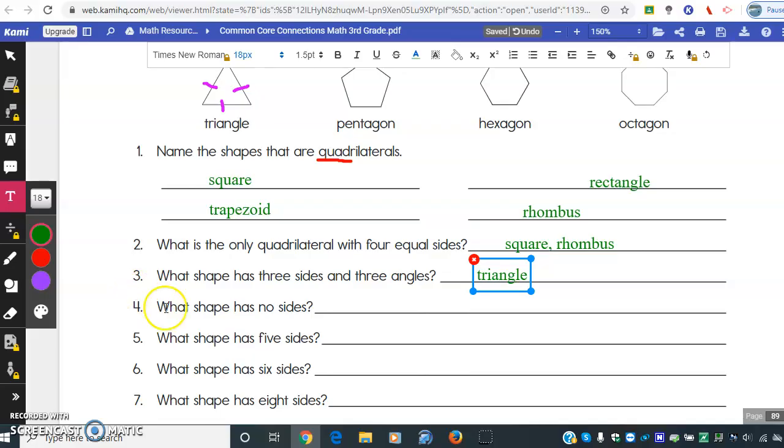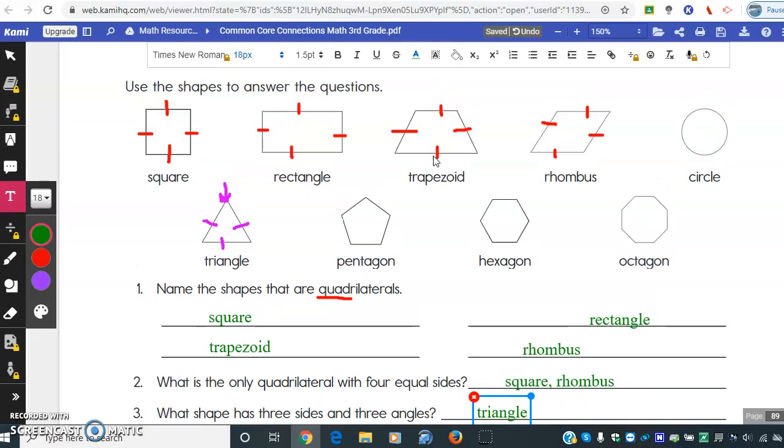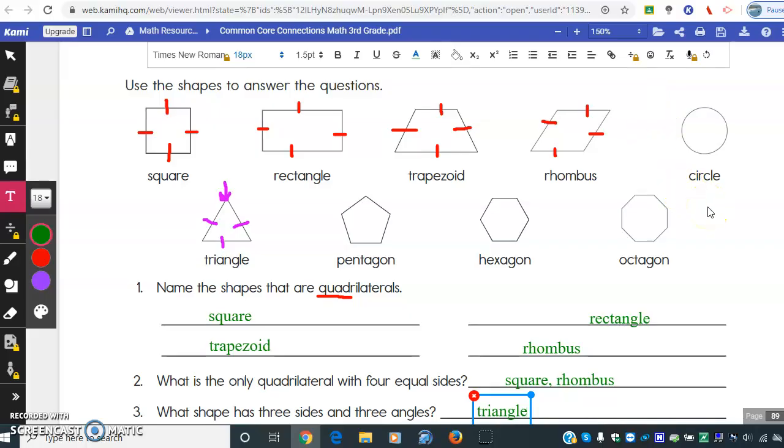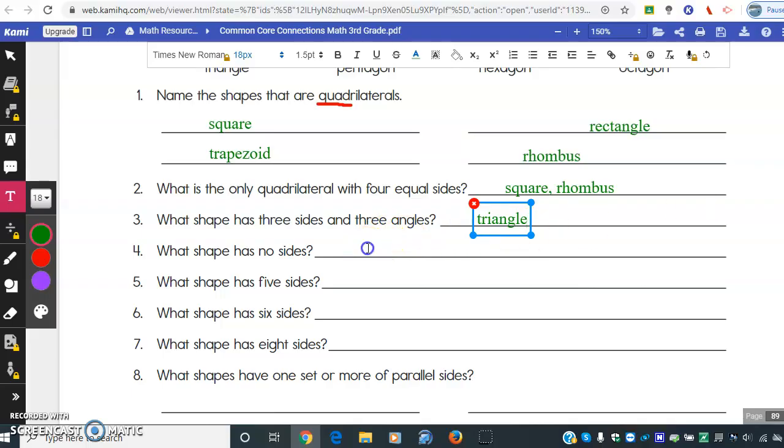Now I'm looking for a shape that has no sides. So which shape up here has no sides? Have you found it yet? If you said the circle, you're right. It has no sides. I know you might say, but that looks like a side. And what we mean here is no straight sides. No, it has no straight sides. That's why it's not a polygon. So that's what keeps the circle out of the polygon group, is that it has no straight sides. So the circle.